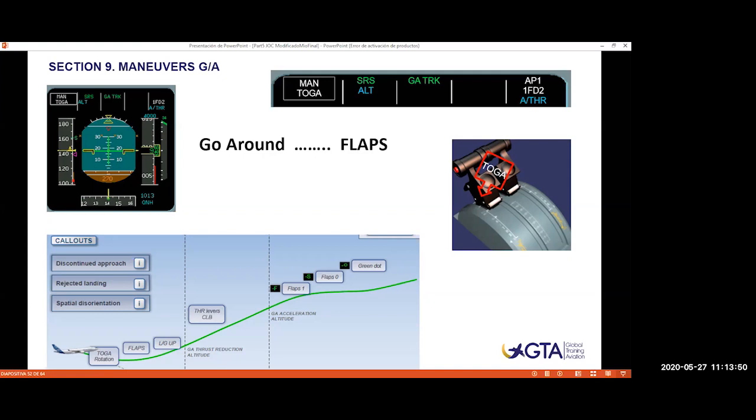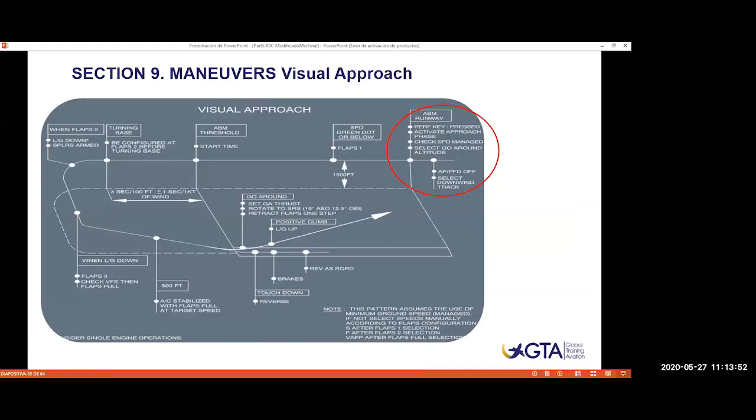This one we are going to do during the course. Now we are going to see a little bit about visual approaches, because visual approaches is something that you have to know how to do. You know how to do it because there is one way to do it.